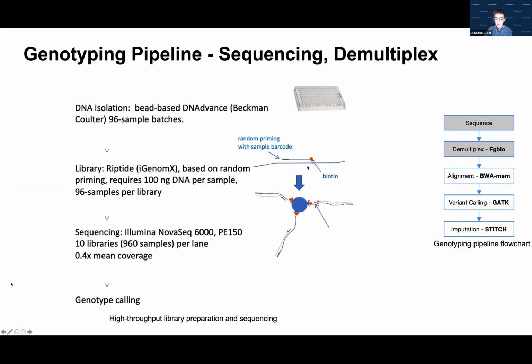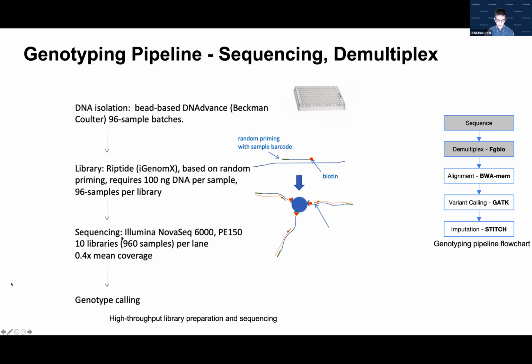For sequencing, we do DNA isolation at 96 samples per batch. For the library preparation, we use the Riptide library preparation kit, which is based on random priming from both ends, and it's also 96 animals per library. After that, we use the Illumina 6000 to do the sequencing.